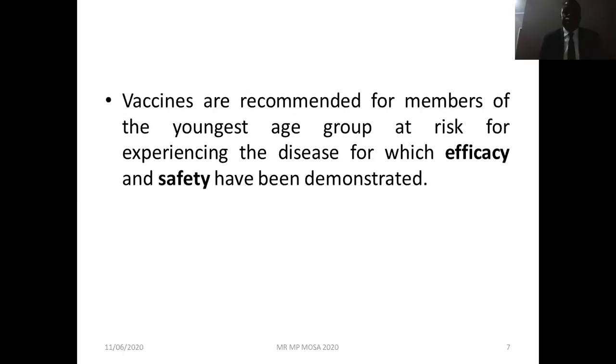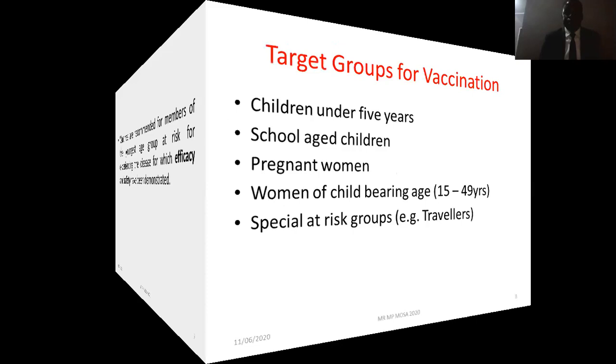Vaccines are recommended for members of the youngest age group at risk for experiencing the disease for which efficacy and safety have been demonstrated. So efficacy simply means the ability to produce desired results. So we mean these vaccines which we are discussing today have been formulated to be given to a specific age, and it has been shown that children who have received vaccines within this period of age have shown good results. They've shown a good immune response against various diseases and infections.